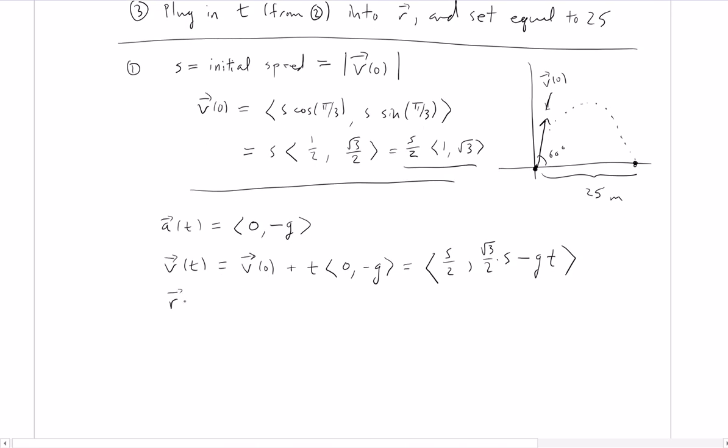Now finally we have to integrate one more time. So the position is the integral of velocity. Again, we integrate our answer from above. And our initial position is 0, 0, so we won't have any constants of integration. It'll just be 0.